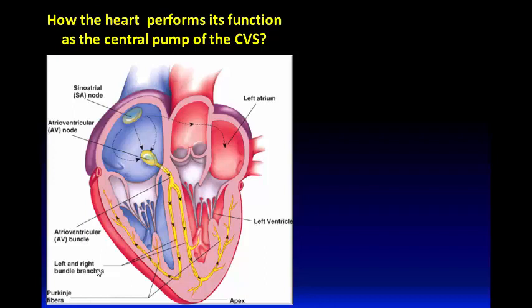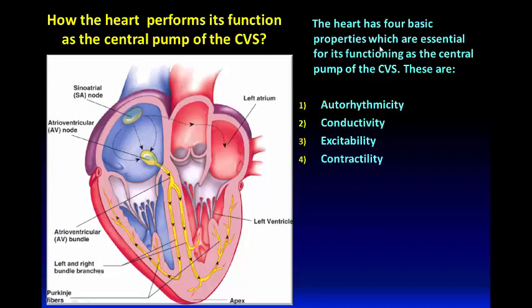It is thus evident that the heart has four basic physiological properties which enable it to function as the central pump of the cardiovascular system. These physiological properties are autorhythmicity, which is the ability of the heart to generate its own stimuli in a regular rhythmical way, conductivity, which is the ability of the heart to conduct these stimuli so that the cardiac stimuli reach the cardiac muscle cells which we have in the walls of the atria and the ventricles.